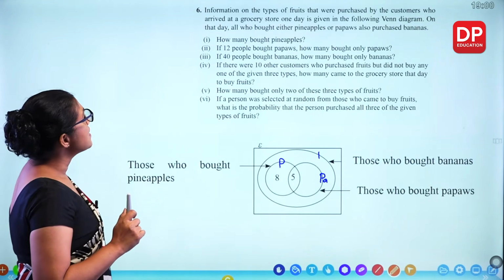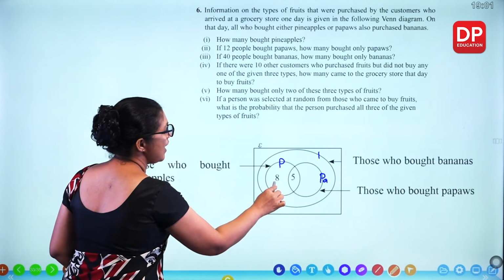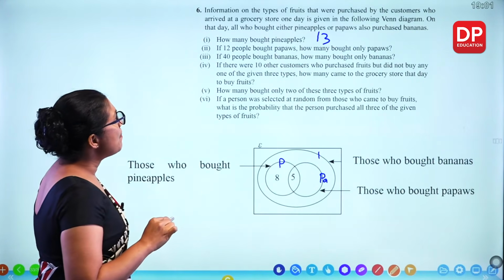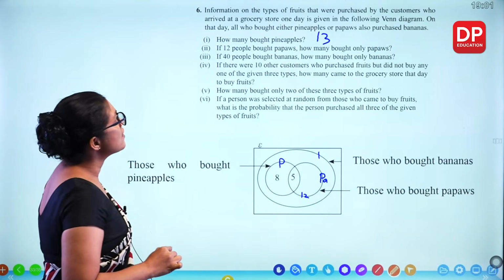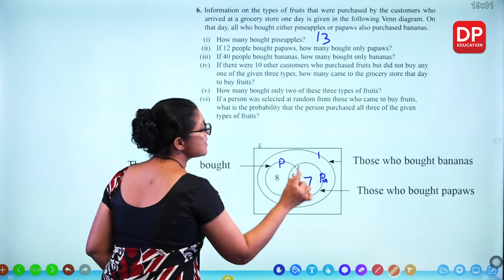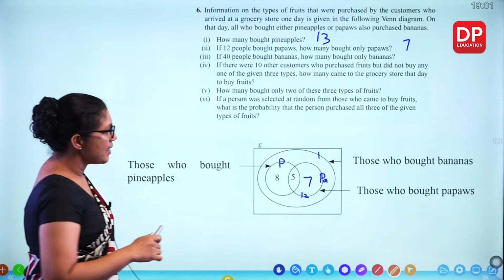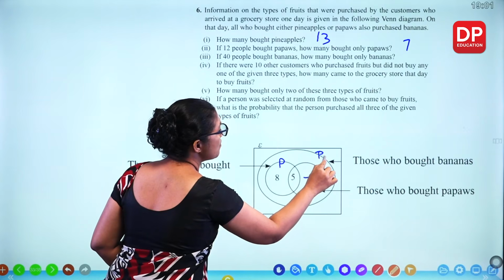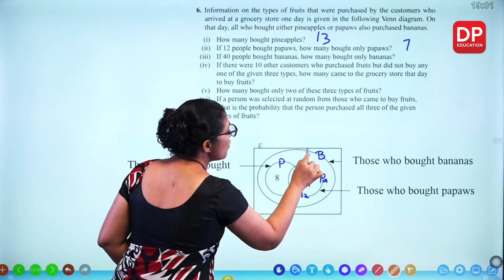And here it says how many bought pineapples. So pineapple is this circle, 8 plus 5, 13. If 12 people bought peppers, how many bought only pepper? So 12 minus 5, that's 7. If 40 people bought bananas, so banana is this one. So here I'll put B, banana is 40. So this whole circle is 40.